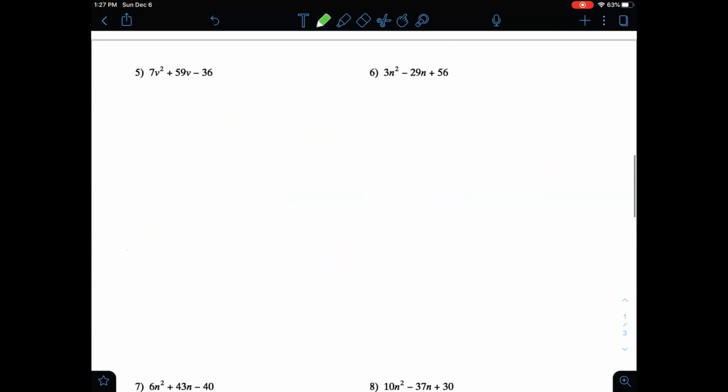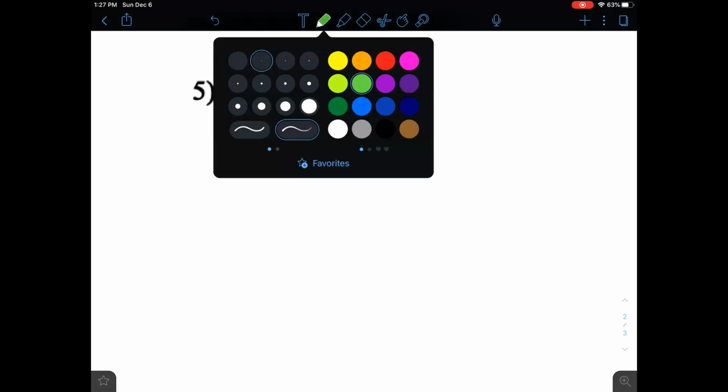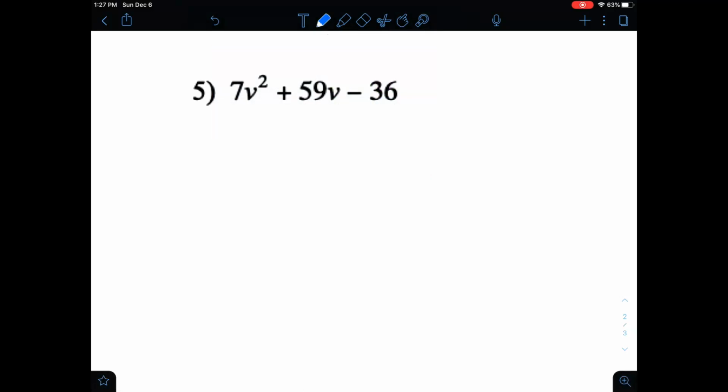Okay, moving on. You guys are doing great. Getting the process down, doing a great job. Number 5, let's do blue now. 7v squared plus 59v minus 36.